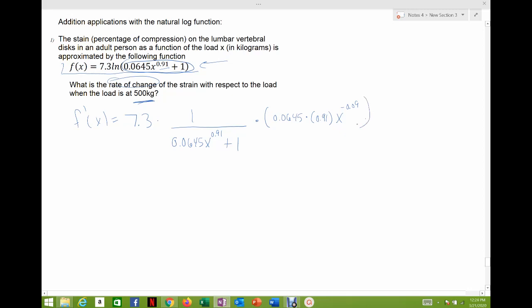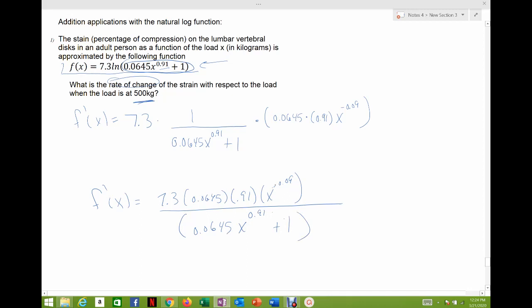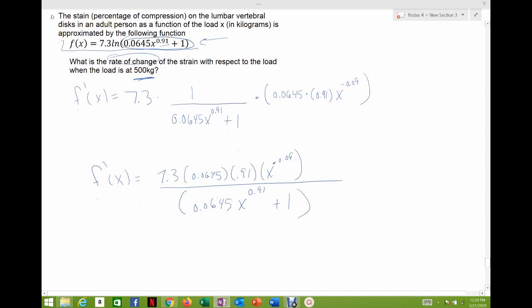There's my derivative of my numerator. Now I'm going to rewrite it as a single fraction. Again, this is a minor step. You don't have to. And I'm not going to multiply any of those out because I'm just going to plug them into the calculator as is. So it's up to you if you want to multiply them out. But I'm going to leave them exact so there's no rounding. So I'm just going to write my 7.3 times that 0.0645 times that 0.91 times x to the negative 0.09 up top. And in the bottom, it's that 0.0645 x raised to the positive 0.91 plus 1. There's the function that I'm going to use to find my rate of change.